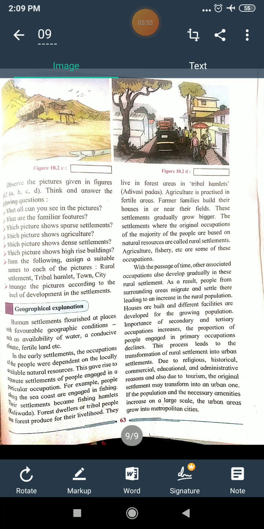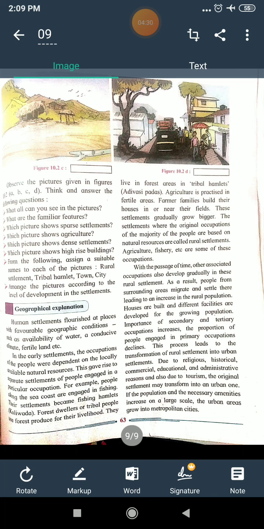In the coastal area water is available, the sea is there, and the availability of water will give rise to which occupation? Fishing. That's why fishing became an occupation in the Konkan or the coastal areas, and people started settling nearby the coastal areas, carrying out the fishing occupation. Those who were doing the fishing occupation settled nearby the coast, and their hamlets, their settlements, were called Koliwada.